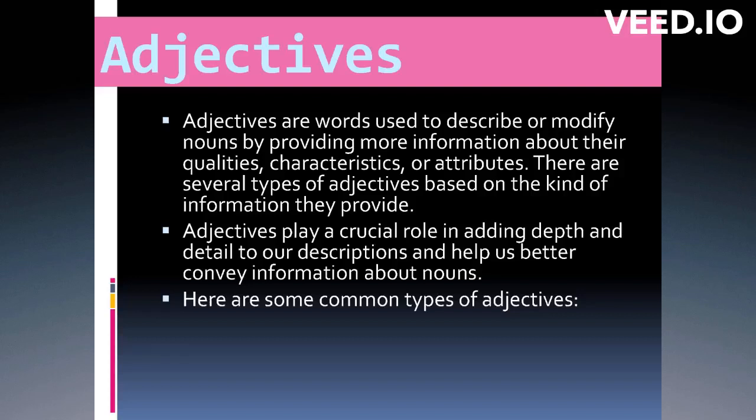There are several types of adjectives based on the kind of information they provide. So based on the information we are providing, there are different types of adjectives available. These adjectives play a crucial role in adding depth and detail to our descriptions and help us better convey information about nouns. So we have some types of adjectives. Let us have a look at each one.